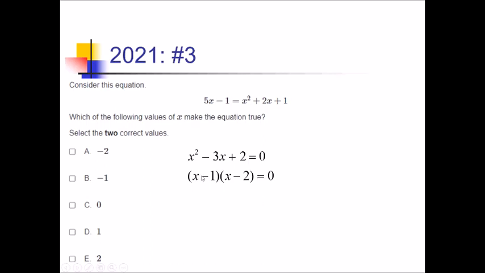And then if we set each of these individually equal to 0, 1 minus 1 would give us 0. So x equals 1 is one of our answers. And 2 minus 2 would give us 0. So 2 is the other answer for x, which means we're going to be picking choices D and E.